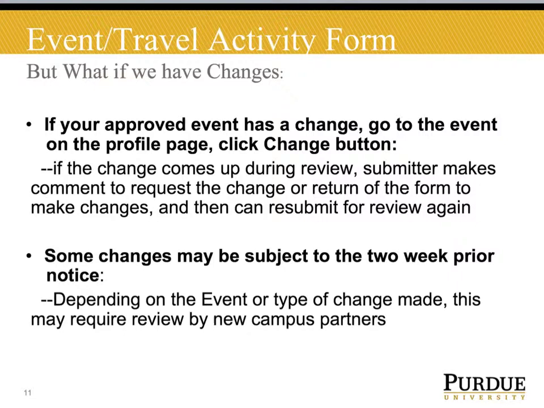Once your event is approved, you can move forward with your planning for your event or travel, but often you come across changes. If your approved event has a change, you need to go to the event on the profile page of your organization, click the Change button, and submit your changed event. If you need to make a change during the time that your event is still being reviewed, you can make comments in the comment box and ask that the form be denied and returned to you to make a change.